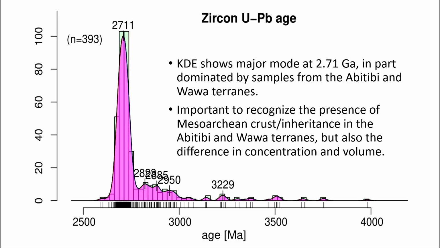So the KDE shows there's a major mode at 2.71, which is dominated by samples in the Abitibi and Wawa. But it's important to recognize the presence of Mesoarchean crust and inheritance in the Abitibi and Wawa terranes, but also the difference in concentration and volume.